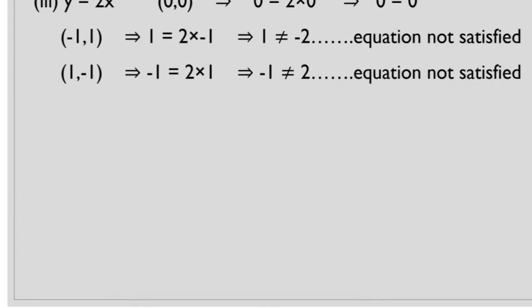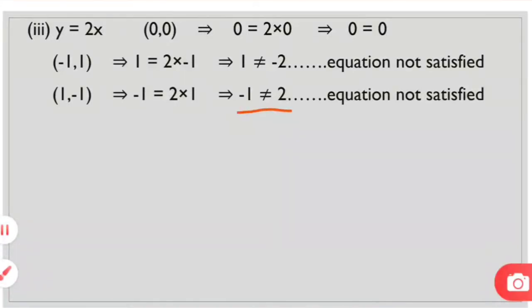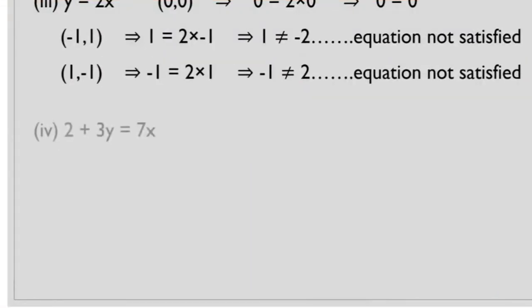So we can see that minus 1 is not equal to 2. Again, this pair of solution does not satisfy the given equation. So the graph given is not of this equation. Fourth, 2 plus 3y equal to 7x. This is the fourth equation given.